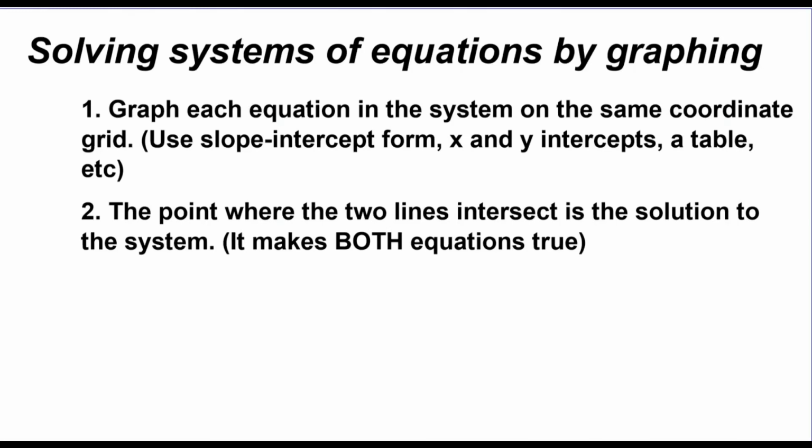We found that slope-intercept form is probably the easiest and fastest way to do that, so that might be the preferred method. And once we do that, we just simply have to find the point where the two lines intersect or cross. And that's going to be the solution to the system, because that point is on both of the lines. So it's going to make both of the equations true at the same time.